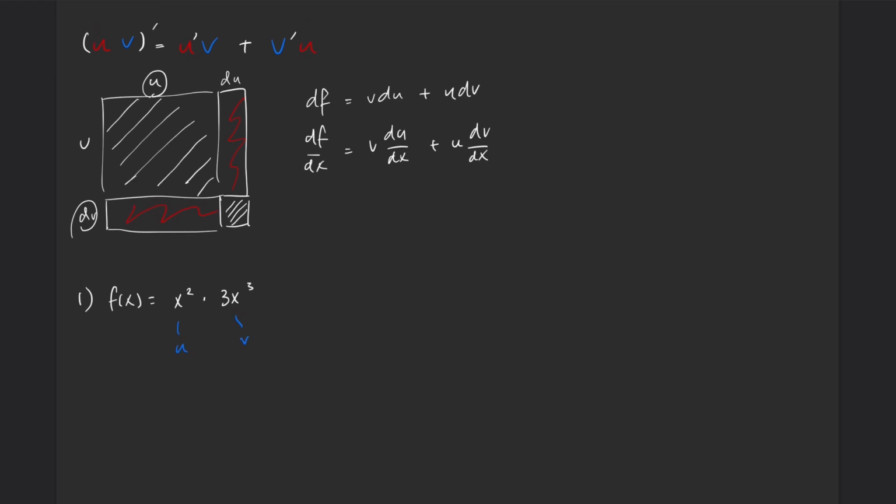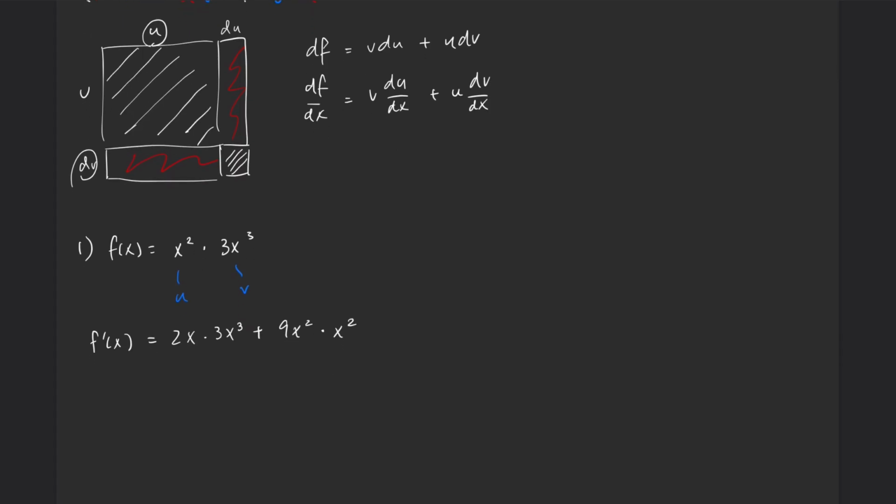If we recall, the product rule says that the derivative is u prime multiplied by v. So u prime is the derivative of u, which is 2x, multiplied by v unchanged, then plus the derivative of v, which is 9x squared, multiplied by u unchanged, which is x squared. Simplifying this, we have 6x to the fourth plus 9x to the fourth. Again, we simplify, and this is 15x to the fourth.